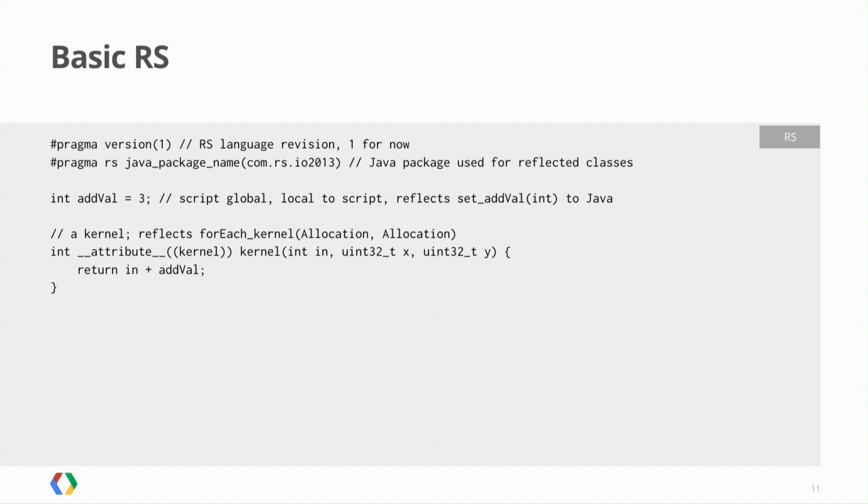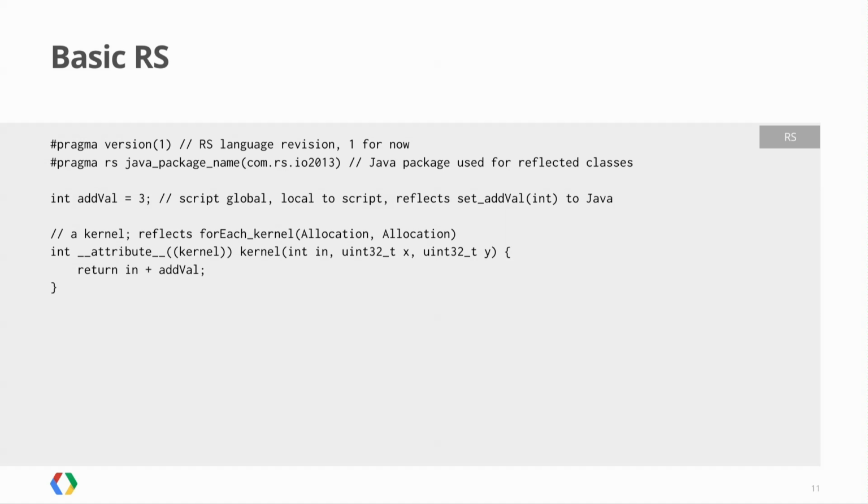After that, we have what looks like a normal C99 global. We call that a script global because it is local to the script. And this will reflect a method called setAddVal, which takes an int, to Java. So if you want to update this addVal global from Java, you can do that.